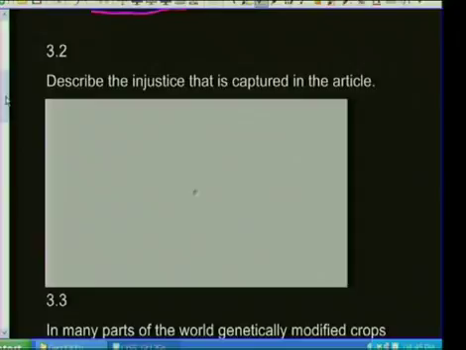Okay? Let's look at the next one. Describe the injustice that is captured in the article. Now you know, you've learned about social, economic, and environmental injustice. Learners, this will appear throughout your paper. All right, and a huge number of your high order questions will be based on these injustices. So you already know it's a social injustice.